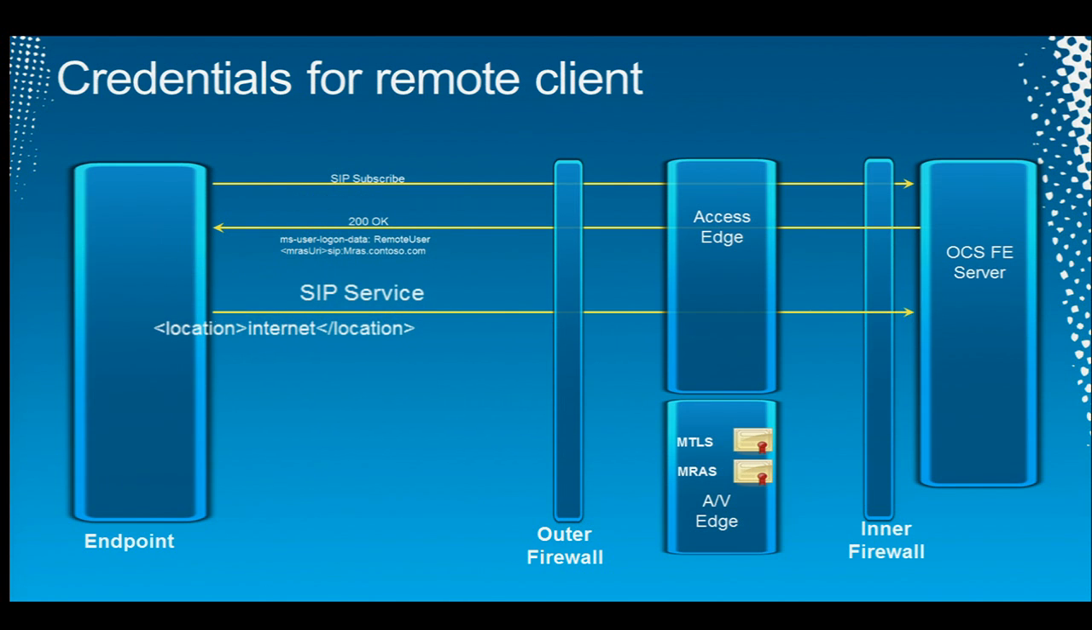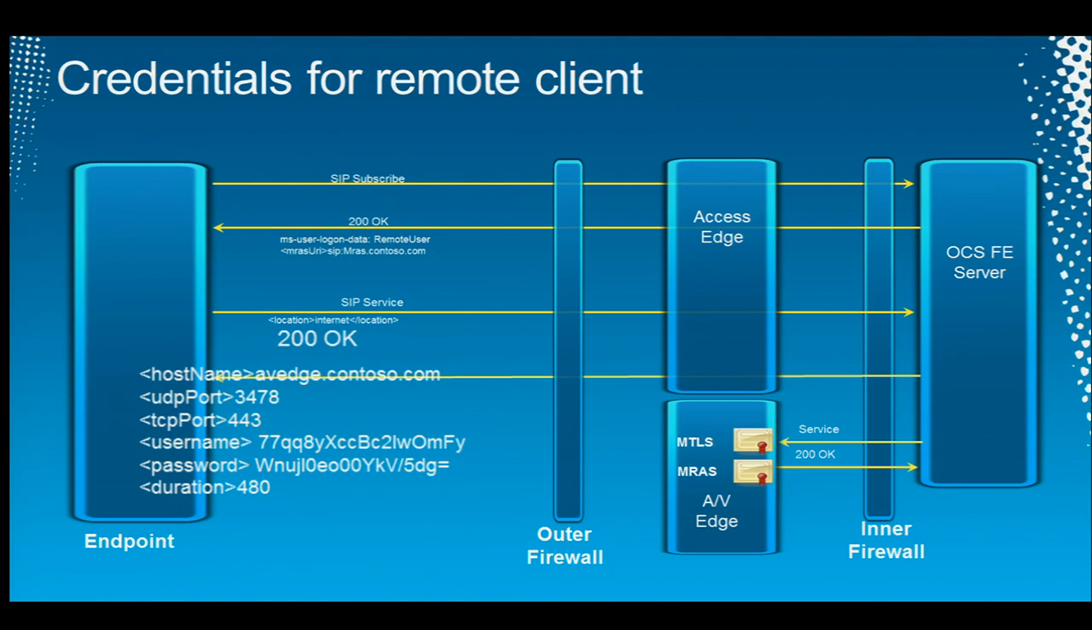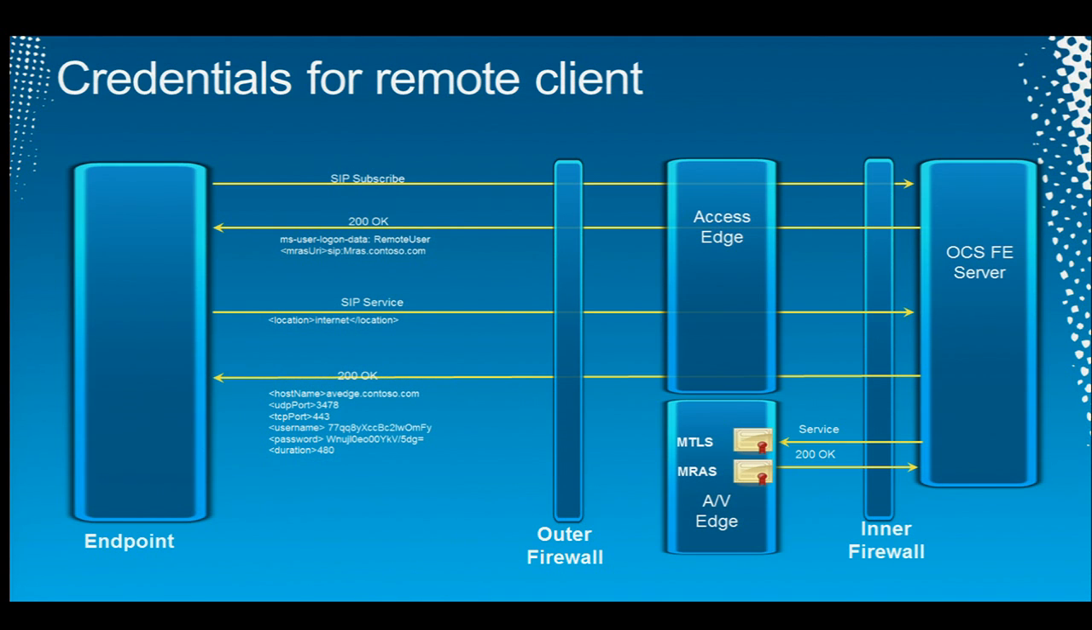Given that information, the client issues a SIP service request and specifies its location being the internet. And that gives the indication to the user's front-end server to go and request authentication credentials from the media relay, which is named here MRAS, Media Relay Authentication Service on the AV Edge. So once it gets that information, it sends that back to the user, and it provides a bunch of information, like the host name. So it gives back the FQDN of the AV Edge on where to connect, the ports on which it can connect to the AV Edge, and then the username and password and how long those credentials are good for. So given that information now, the endpoint can connect directly to the AV Edge server and establish a AV session.